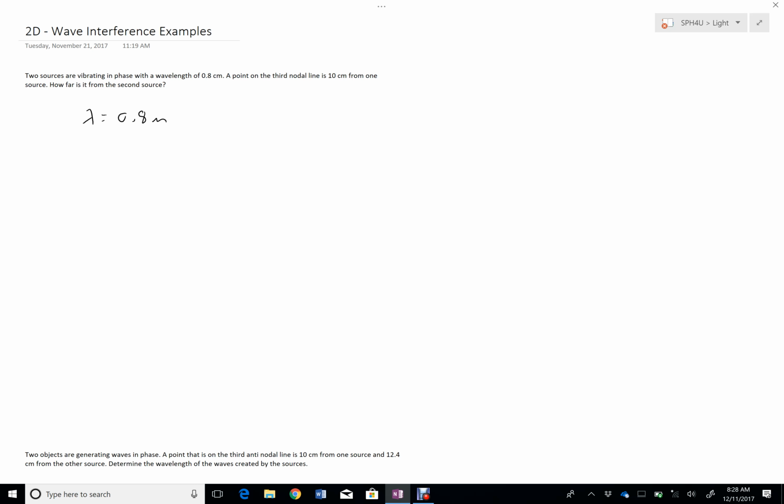So, two sources are vibrating in phase with a wavelength of 0.8 meters. A point on the third nodal line, so nodal in third, so that means n equals 3, and that means we're using this equation: L2 minus L1 is equal to (n minus a half) lambda nodal. So n is going to be 3. The point is 10 centimeters from one source, so L equals 10 centimeters. How far is it from the second source?